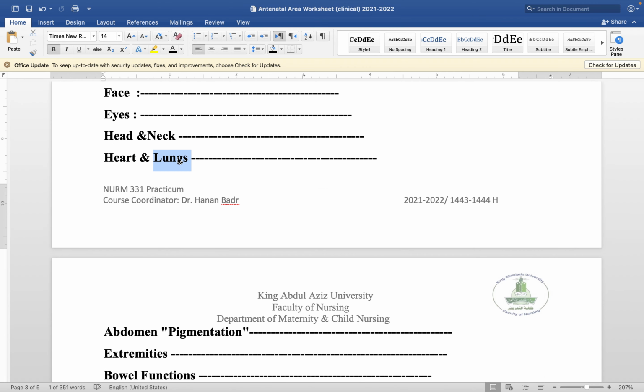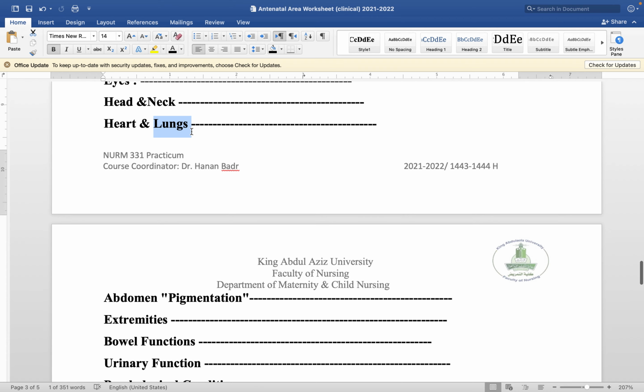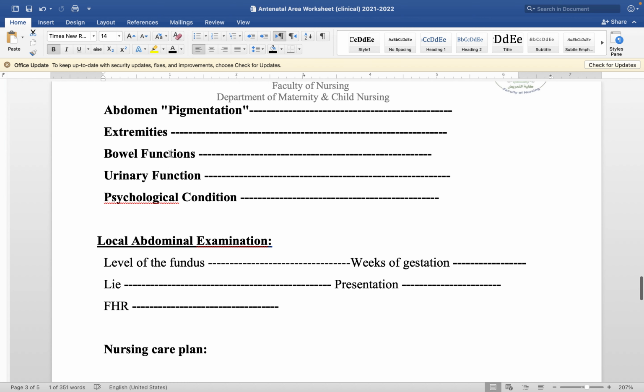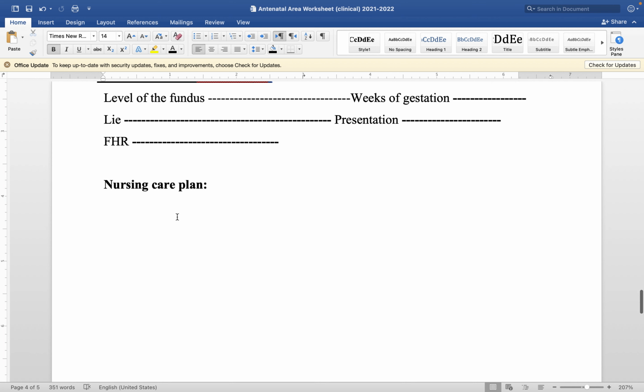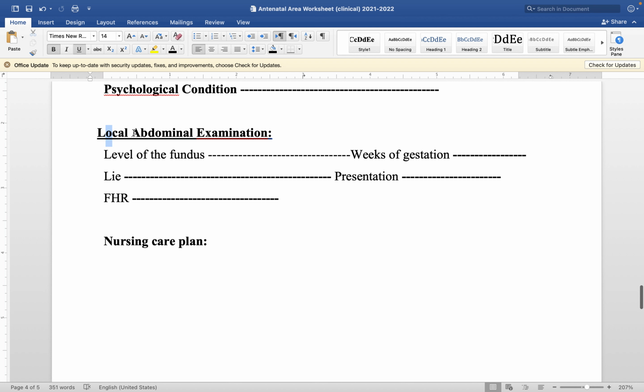Yeah, definitely. Heart and lung sounds. What are the expected heart sounds that we might hear in the third trimester? The abdomen is for pigmentation, extremities, bowel function. We're going to know most of them, when they have constipation we know why, urinary frequency, and all that, and psychological condition for sure. So for the local abdominal examination, there is a lab for that.